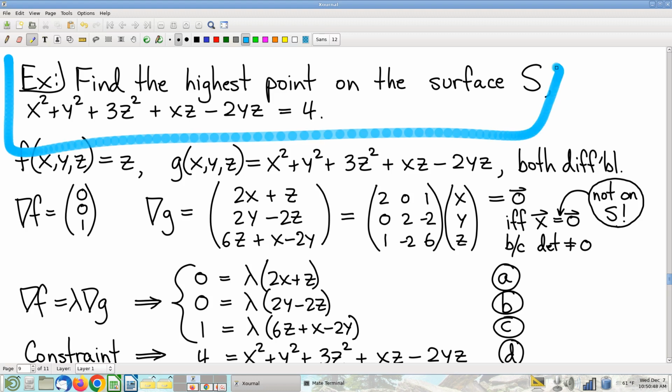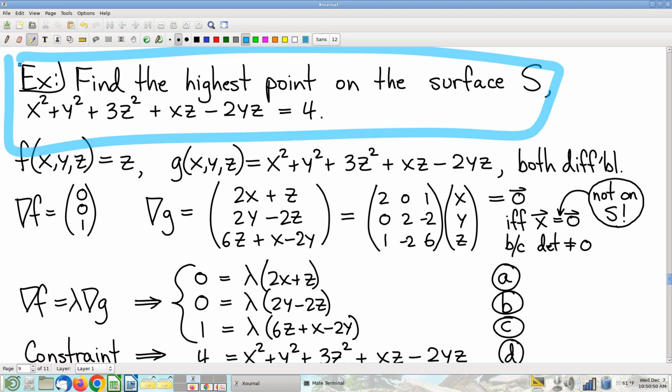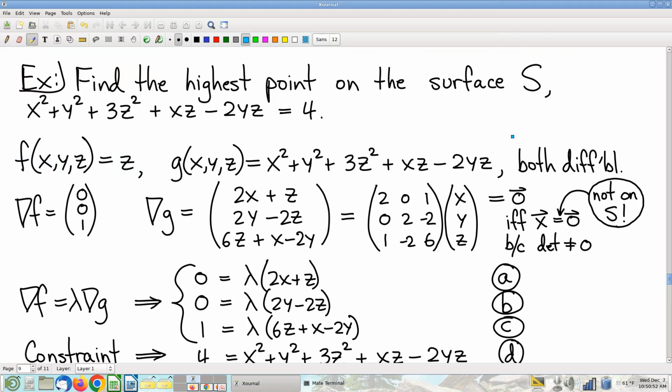Okay, constrained optimization problem. I'm going to find the highest point on a surface. Highest point means this is what we're trying to maximize. There's our objective function, z. I want to make z as big as possible. That's what it means to be highest.